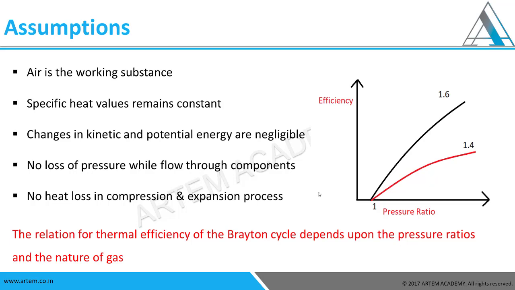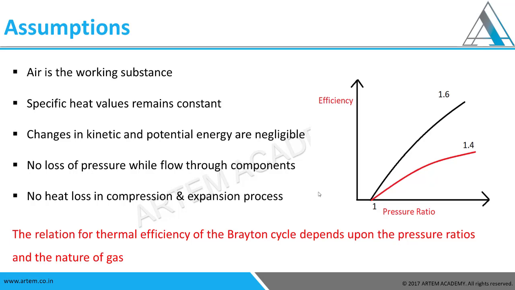Change in kinetic and potential energies are negligible. Obviously, we cannot have that component, otherwise it will increase the complexity of the equations very much. No loss of pressure while flowing through the components. In real life, it happens from one part of the component to another part of the component. Generally, the loss of pressure happens. But this is an ideal scenario. That's why we are taking that there is no loss of pressure.